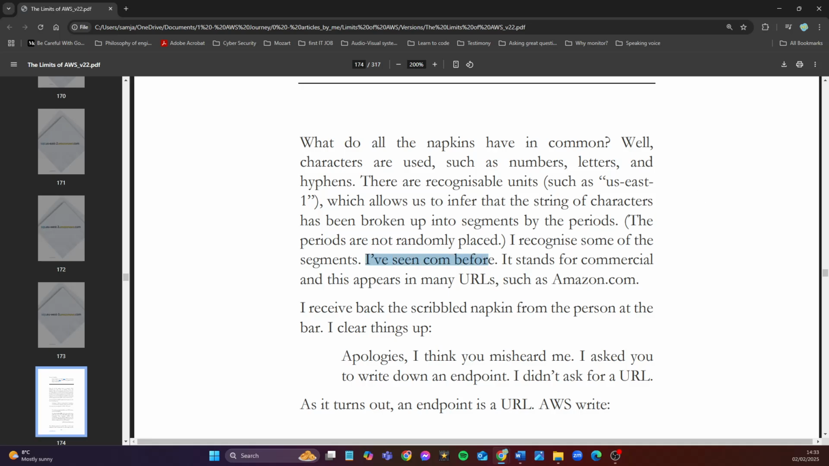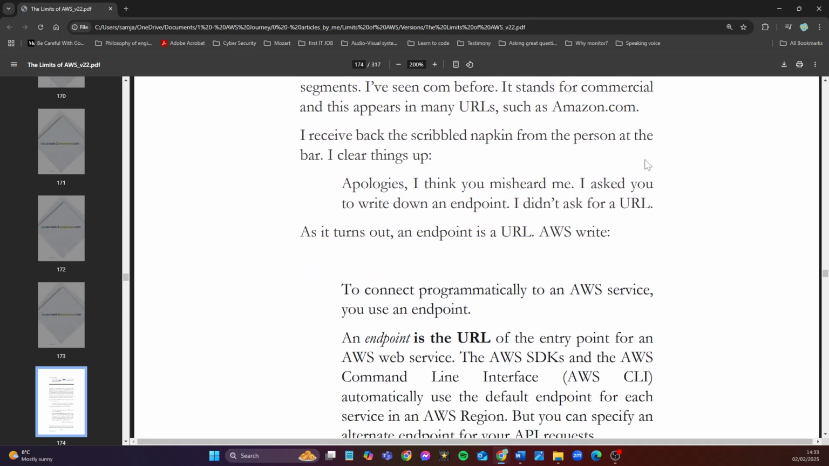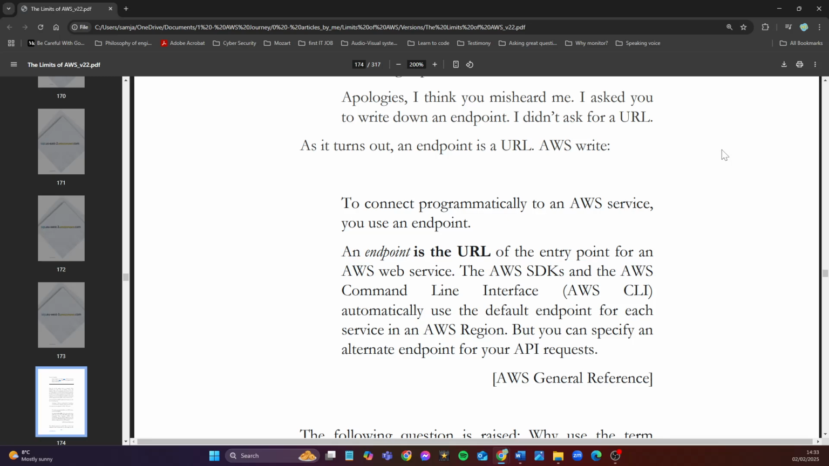You've seen com before, short for commercial, and it appears in many URLs, such as Amazon.com. You could type that into your browser. That's a uniform resource locator. So you receive back the scribbled napkin from the person at the bar. I clear things up. Apologies, I think you misheard me. I asked you to write down an endpoint. I didn't ask for a uniform resource locator. As it turns out, an endpoint is a URL.